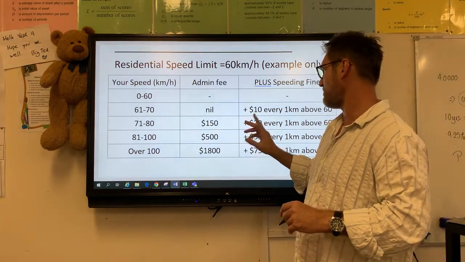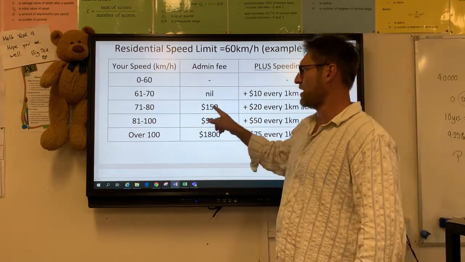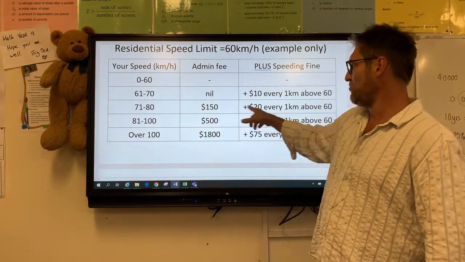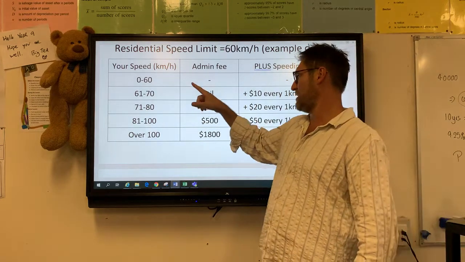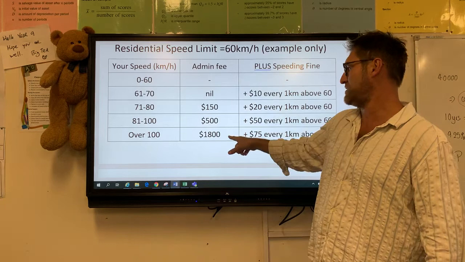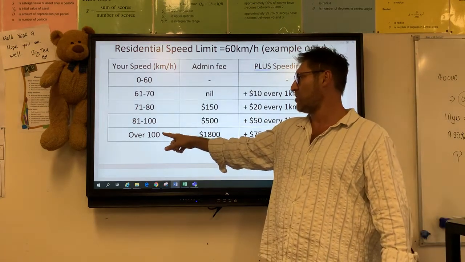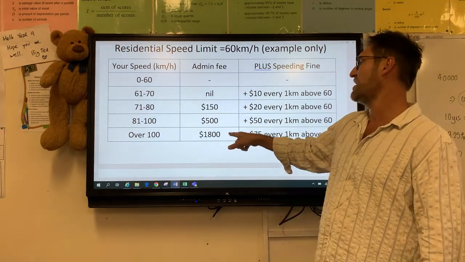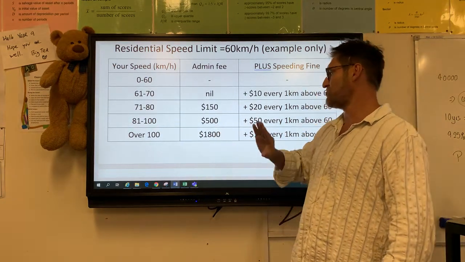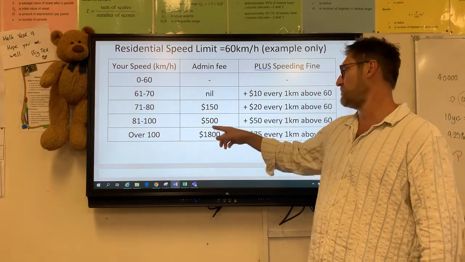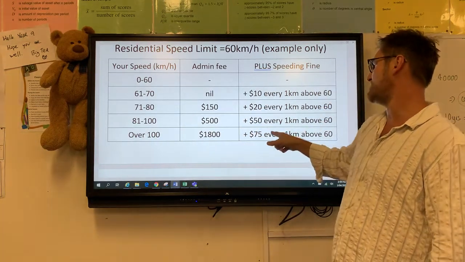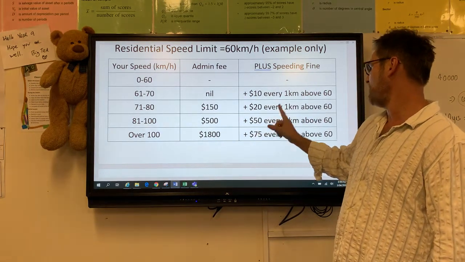$30 fee. However, if you started to really crank up the speed, in this region here, 71 to 80, you're really giving it some on the accelerator, and you're going to have to pay an administration fee, and it gets really expensive. If you're doing over 100 kilometres per hour in a 60 zone, that's crazy to start with, you have to pay an $1,800 fee, straight up, just for speeding above 100. And this also goes up. You pay an extra $75 for every kilometre above.